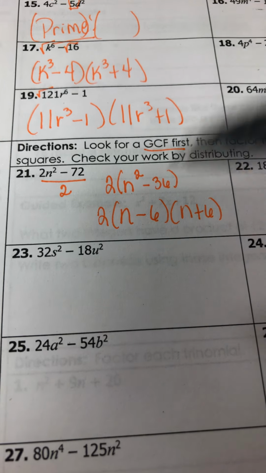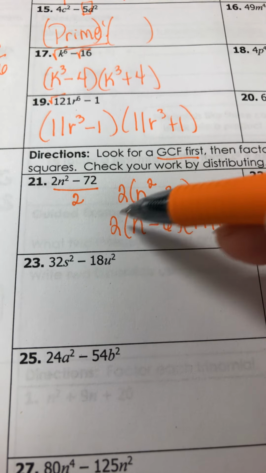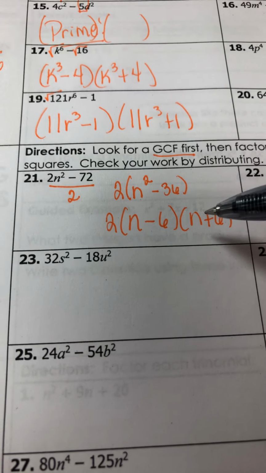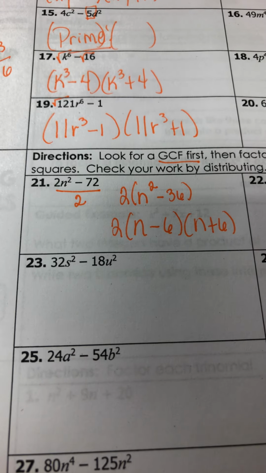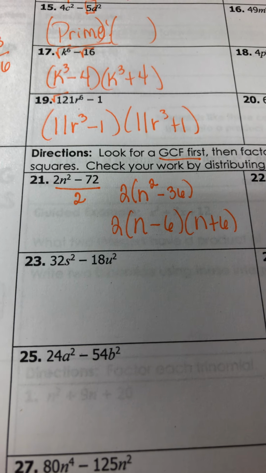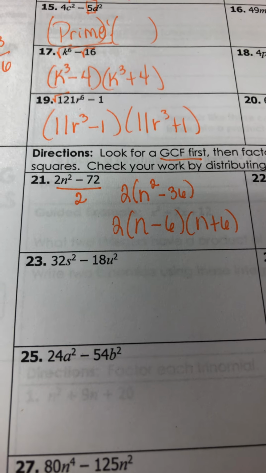Now when you check this, don't distribute 2 to both of these parentheses. Just distribute the 2 to one of them and then FOIL it out. Or you can FOIL it out and then distribute the 2 to the final answer. Okay, so always again check your GCF first and go from there.